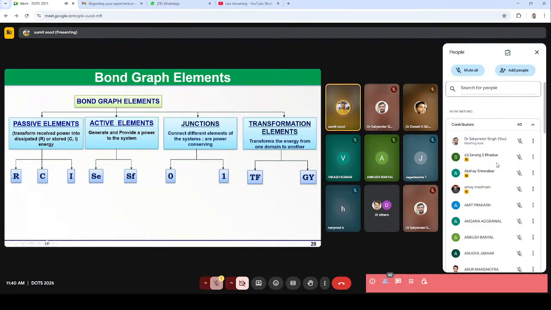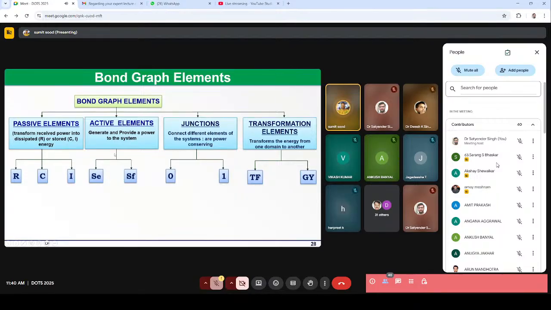For example, the resistance, like I said, is used to dissipate the energy. The C element, or compliance element, or capacitive element, is used to store the energy. I, the inertial element, again is to store the energy. We will see the difference between C and I, although they perform the same function, but there is a difference.